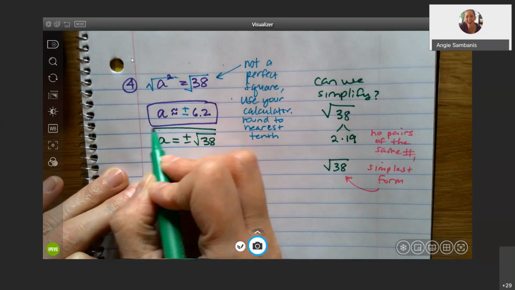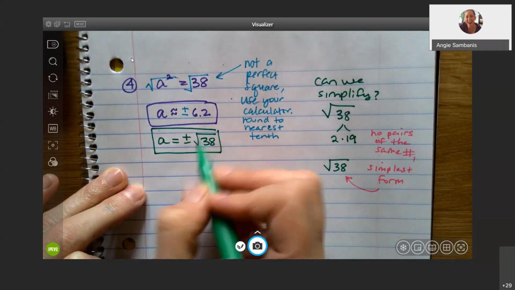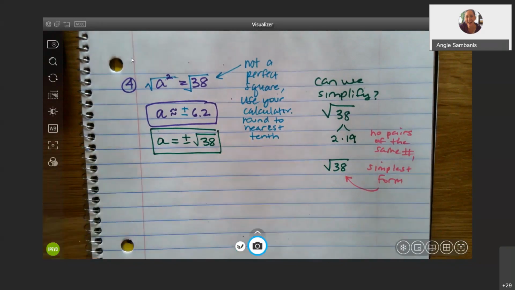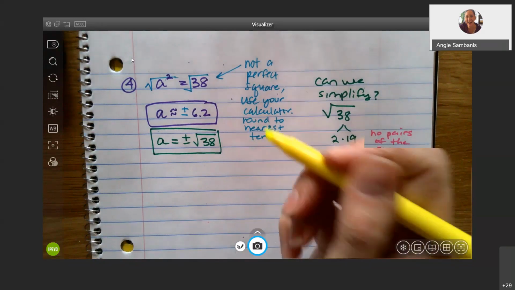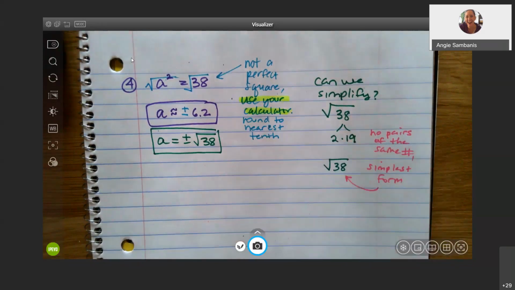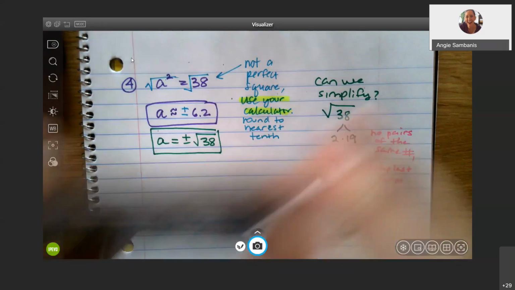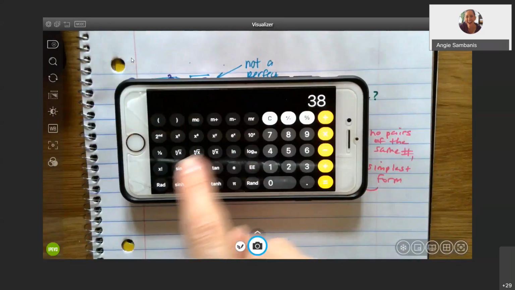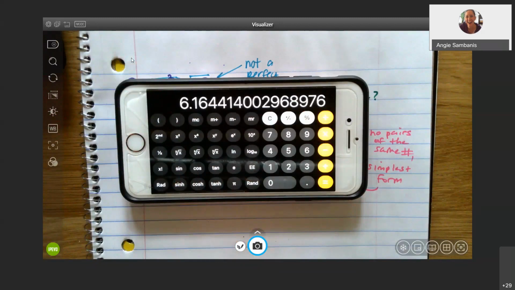In the homework, you're going to see both those types of answers. Somebody asked, how did you get 6.2? Again, we're using our calculator. It says use your calculator. If you're using your phone, you're putting in 38 and you're hitting the square root key.